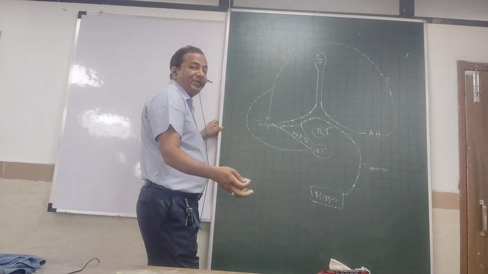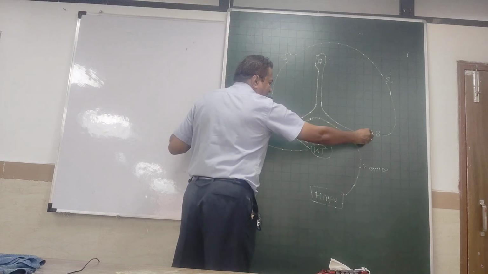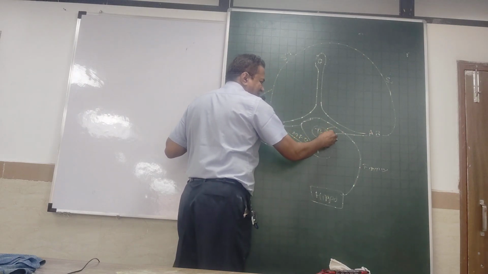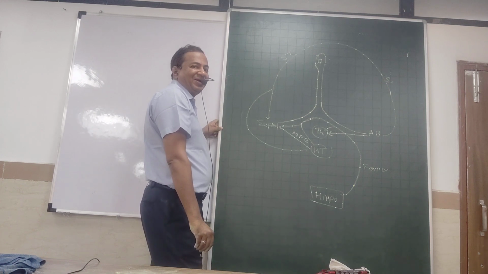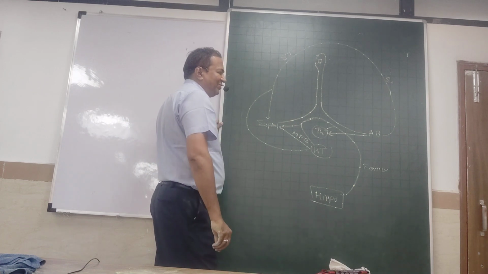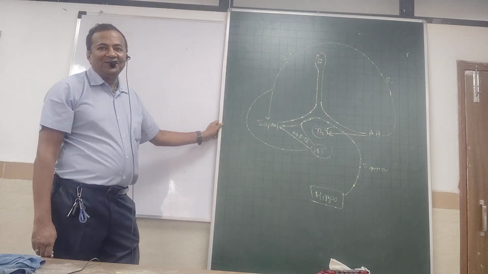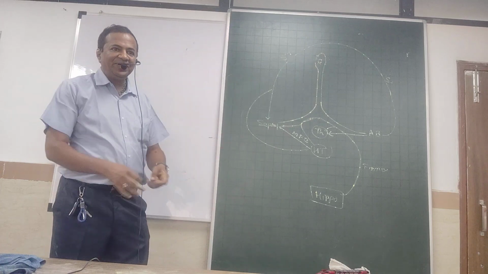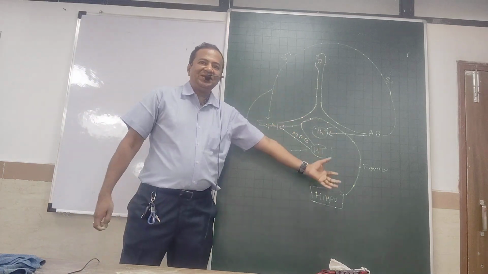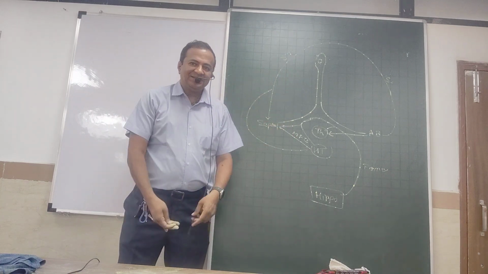Now I trouble you some more. Amygdaloid body to thalamus. Ventral amygdofugal pathway. Ventral amygdofugal pathway. So once you understand the whole of the anatomy, only then when you see these complications, yeah.